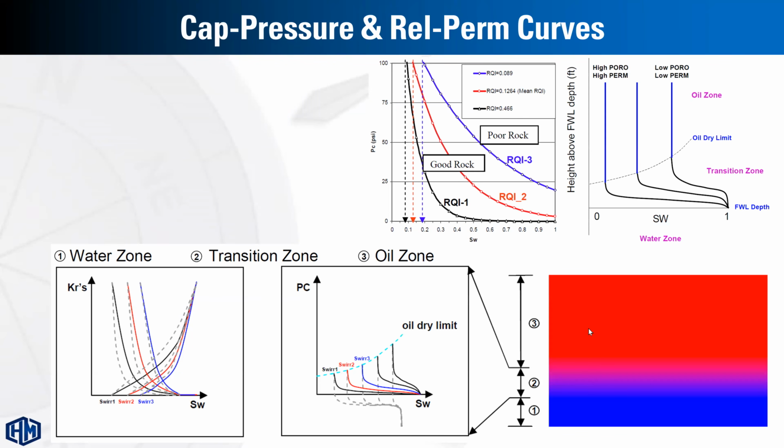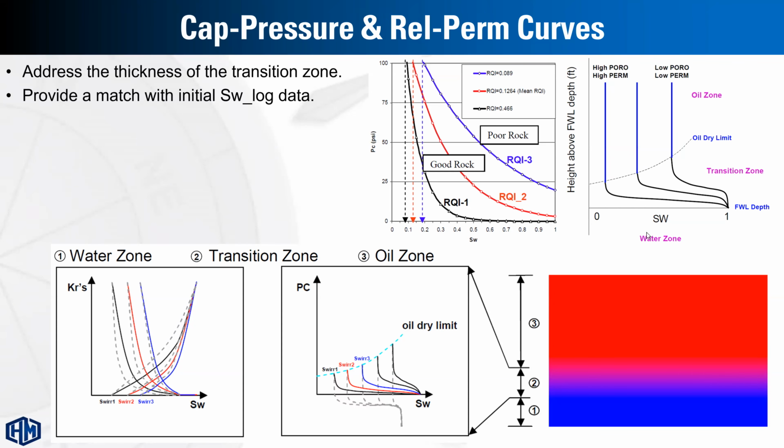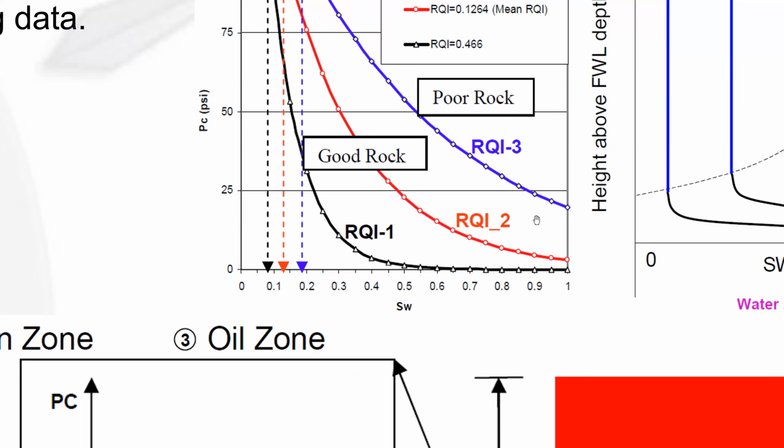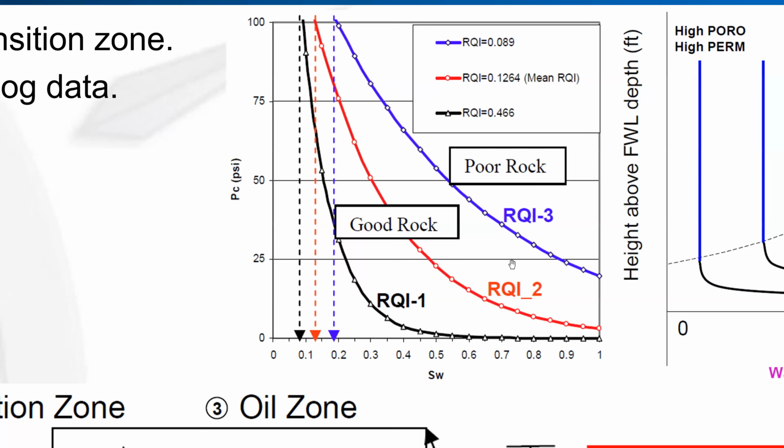So capillary pressure, or cap pressure, and well perm curves, we can use these two measurements to characterize the transition zone between the oil and water zone, and the thickness of this zone, and accordingly the oil dry limit, and also the capillary pressure can be used to identify different rock types.